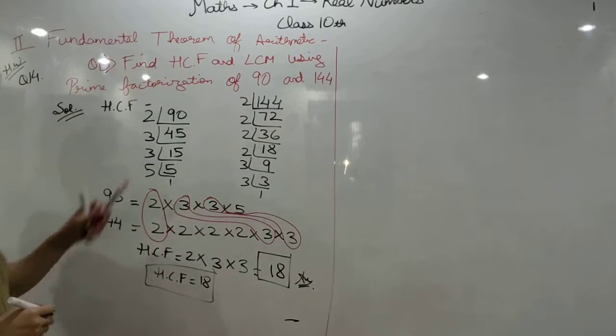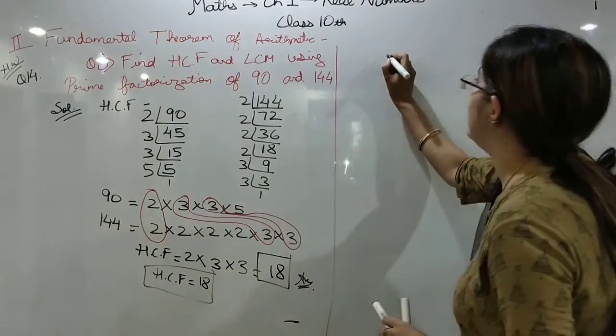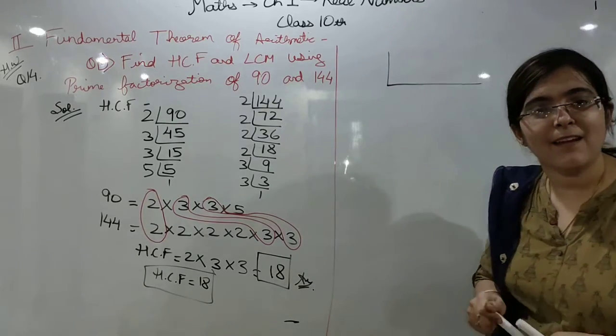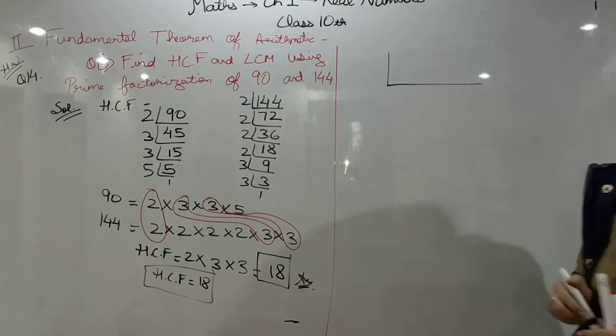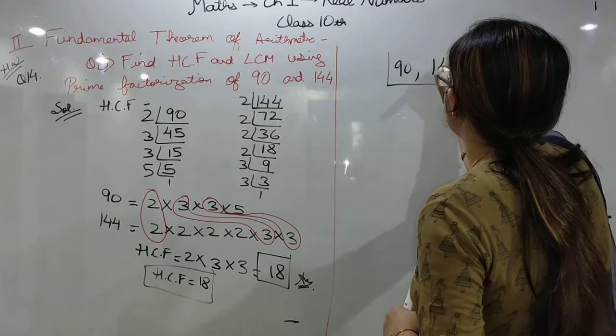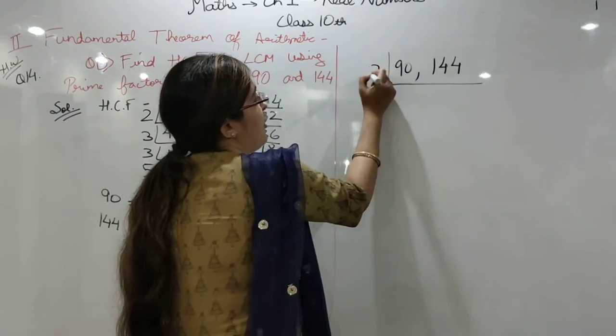Now let's find out the LCM. In LCM, we take both the numbers together. Which number will we start with? We will start from 2.